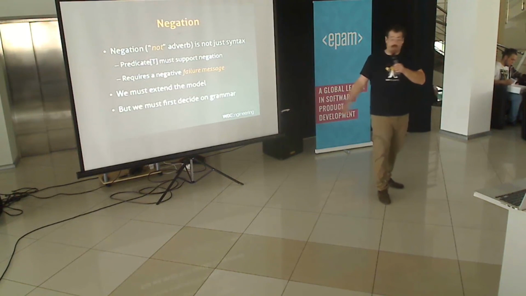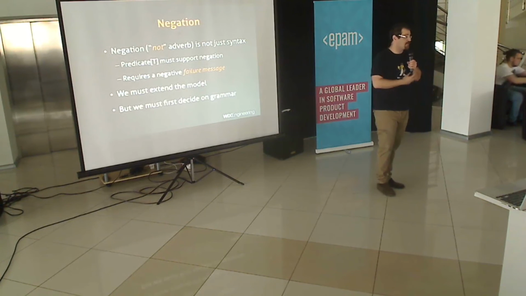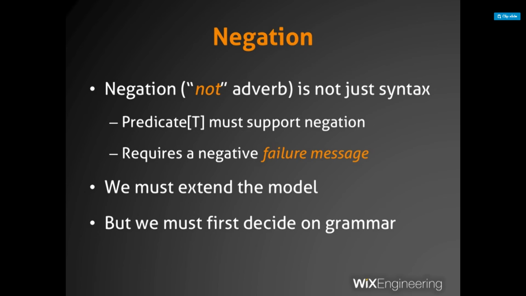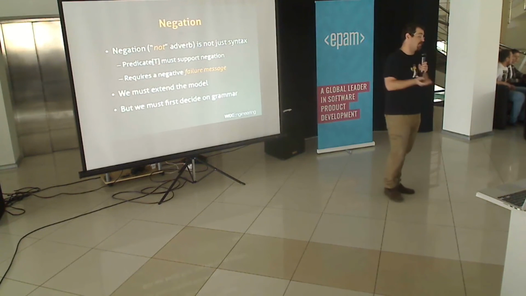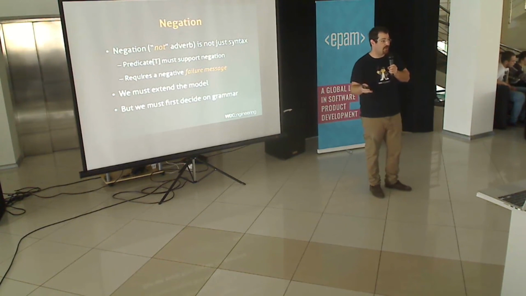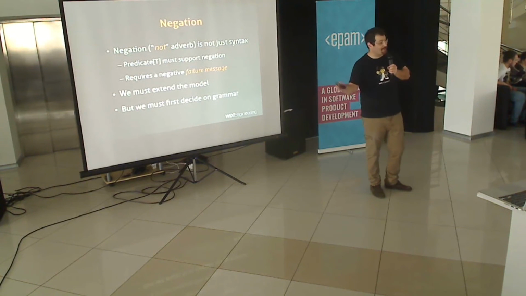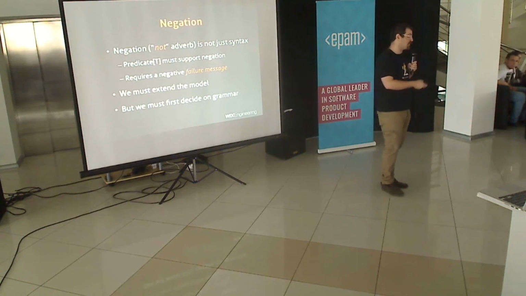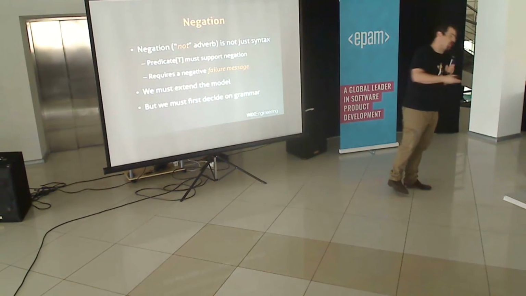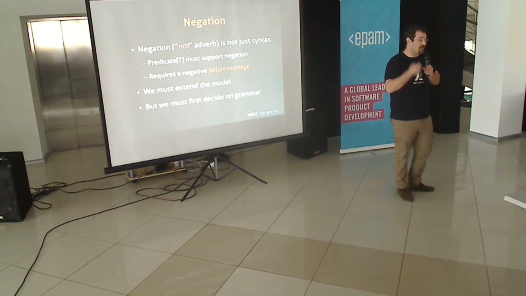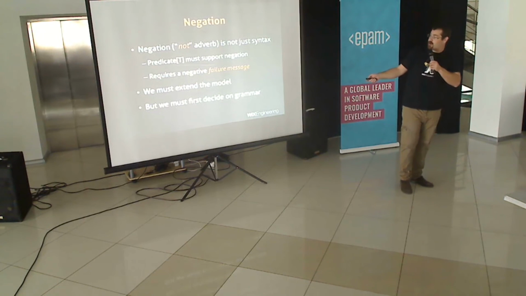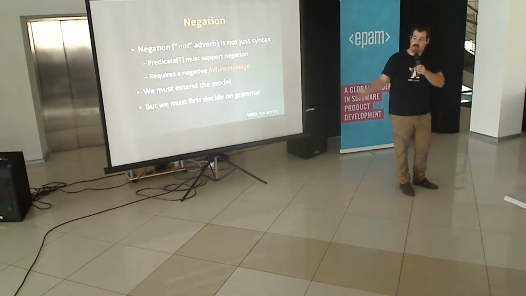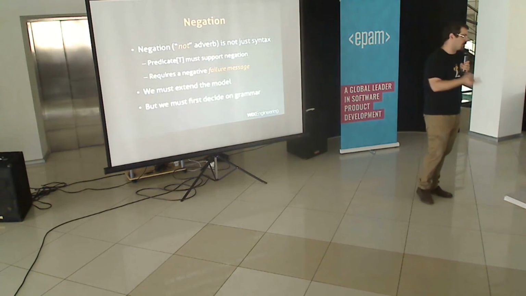Lastly, we have negation, the not adverb, right, which so far I've ignored. But negating a predicate is not just about syntax. You expect to get a different message, right? If a list 1 to 3 should not contain 3, then you expect to get a different message from list 1 to 3 should contain 5, right? These are different error messages. So a predicate, the base trait, right, technically should support negation, and we need to extend it to provide us also a negative failure message.